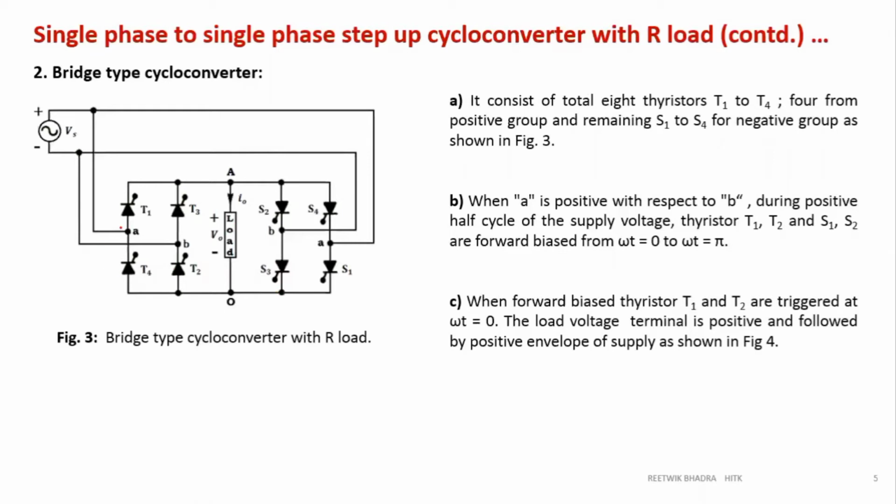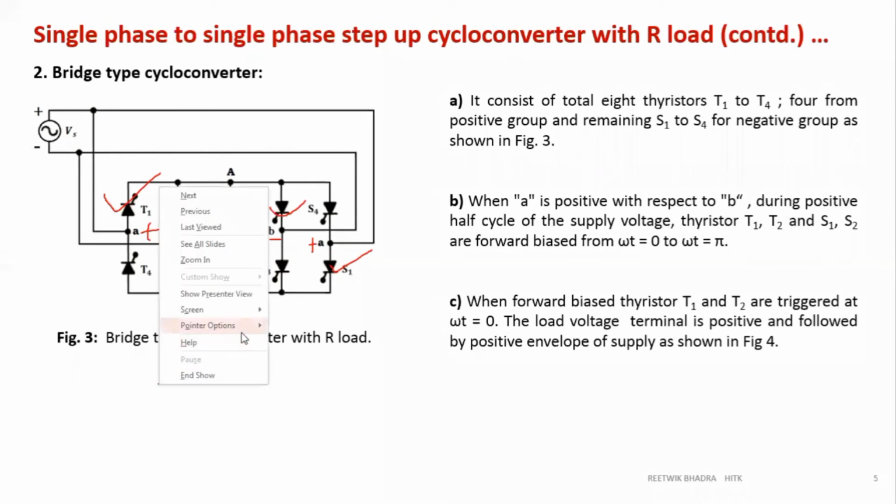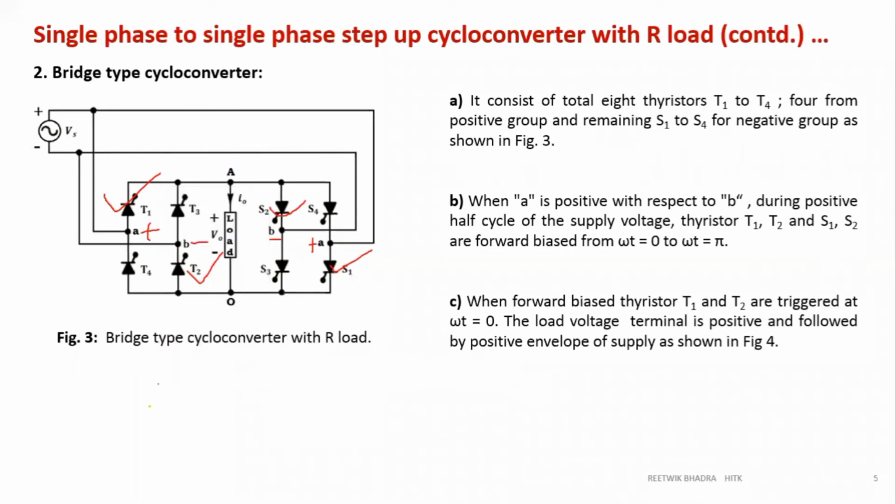Now, firstly, A is positive with respect to B, right? In the first cycle, A is positive with respect to B. So this is positive, this is negative. So if this is positive and this is negative, which will be on? T1, T2 positive, S1, S2. Now what will I do? VAB is the bold line, VBA the opposite line.